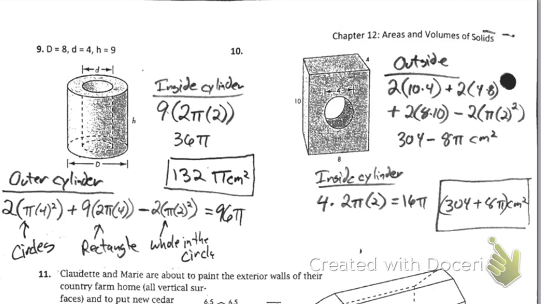Same thing happened over here. I just calculated our total area right here. I subtracted out the hole in the circle, and then just added in that cylinder.